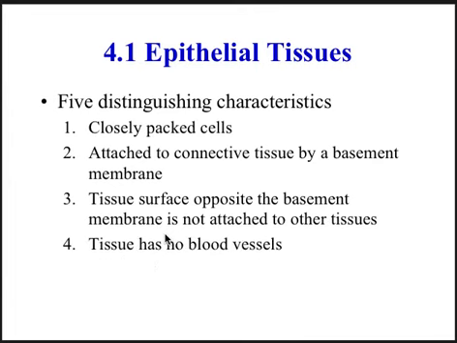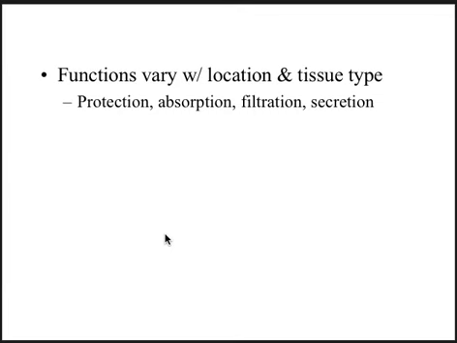Generally speaking, this tissue is avascular, meaning that it has a very limited or absent blood supply, and the tissues regenerate very rapidly, and this is primarily due to the fact that they experience a lot of physical damage, and so they have to be replaced as the cells become no longer viable once they sustain enough damage that they can't continue life processes. They function in a variety of ways in the human system. They vary with their location and their tissue type. The major roles are protection, absorption, filtration, and secretion.